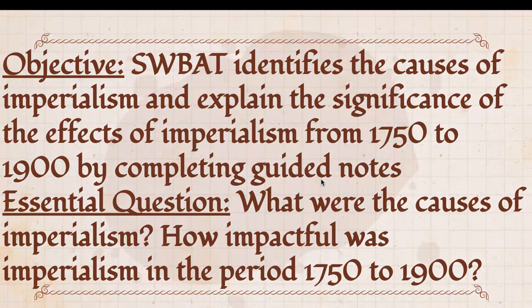Let's get started with our objective and essential question. Your objective is that students will be able to identify the causes of imperialism and explain the significance of the effects of imperialism from 1750 to 1900 by completing guided notes. That is what we are doing as of right now. And then our essential question is, what were the causes of imperialism and how impactful was imperialism in the period 1750 to 1900?